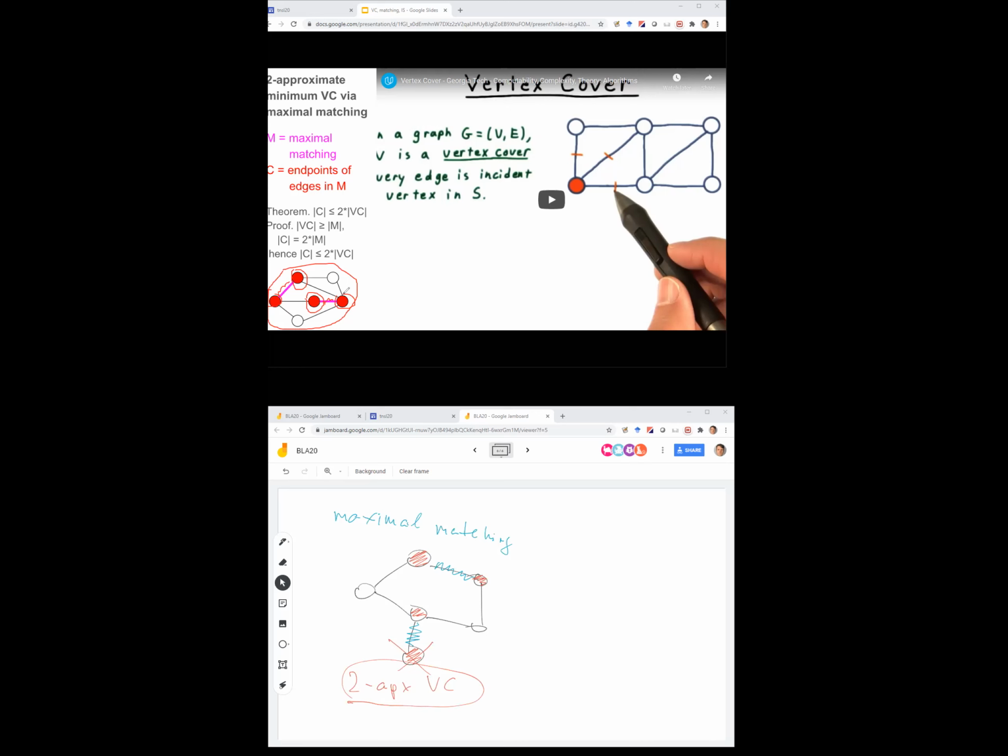Okay. So any questions on this approximation algorithm or anything else?